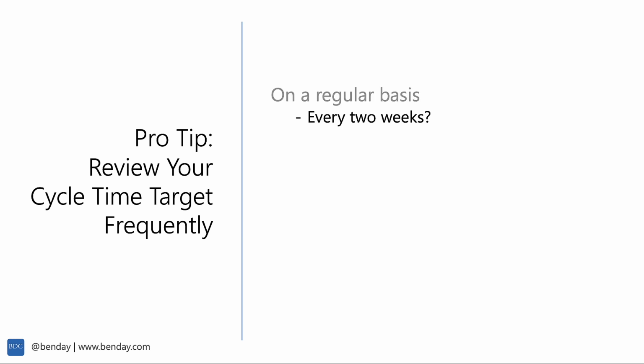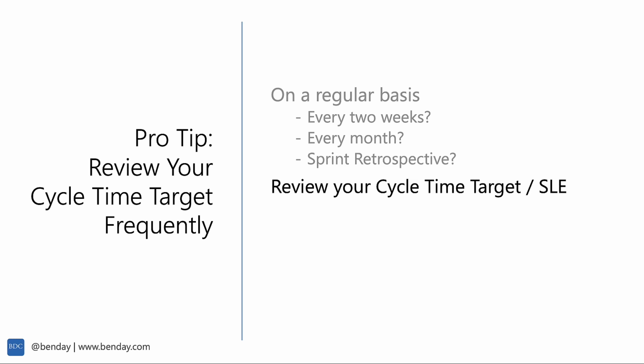Another tip, review your cycle time target, your SLE, frequently. So on a regular basis, maybe every 2 weeks, every month, in your sprint retrospective, if you're doing those things, review your cycle time target and make sure that it still makes sense. Go rerun the math and get an updated value because you actually might be improving. Your cycle time target might actually be going down. Your SLE might actually be going down. You might be delivering faster.